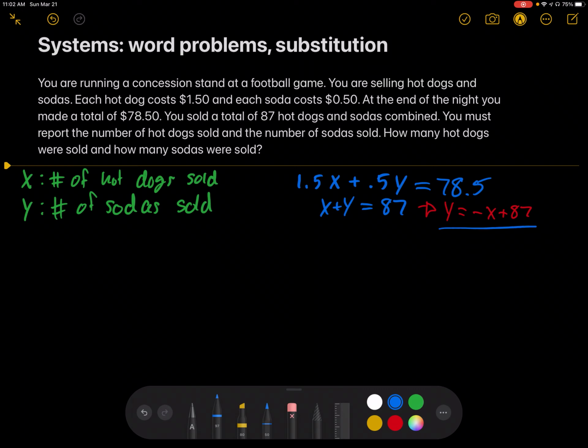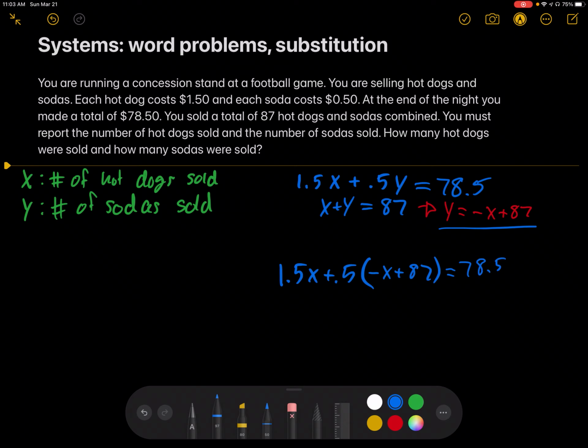Since we know that, we can go to our other equation and plug that in for y. So I'm going to say 1.5x plus 0.5 times, well, it's 0.5 times y, right? But we also know that y is the same exact thing as negative x plus 87, because that's what we said up there. We said they're the exact same. So we can just substitute that in, negative x plus 87. And that's all you have to do for substitution, subbing that in. That's the first step of it, really. And you just finish writing that equation.